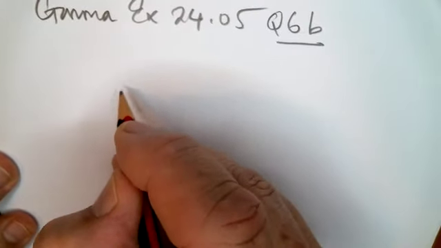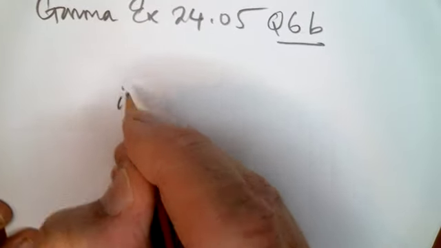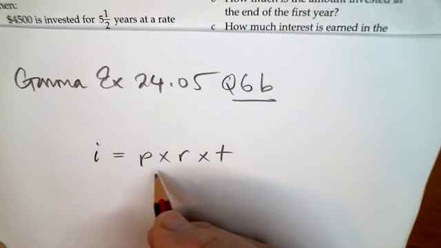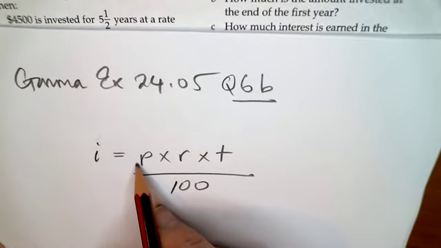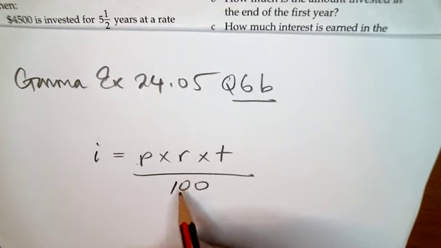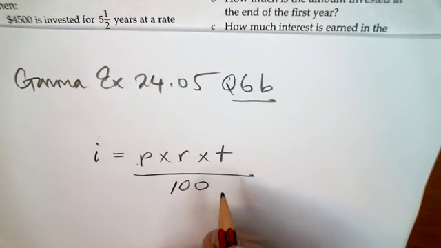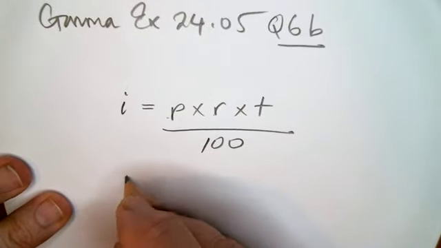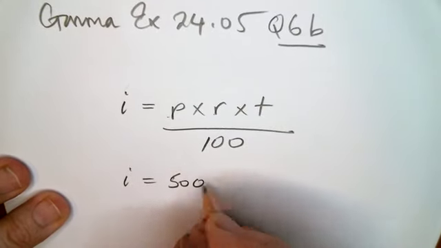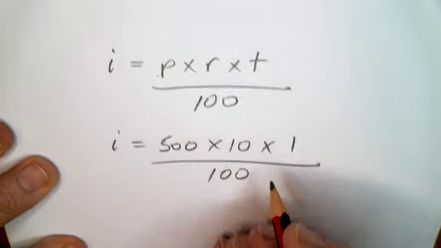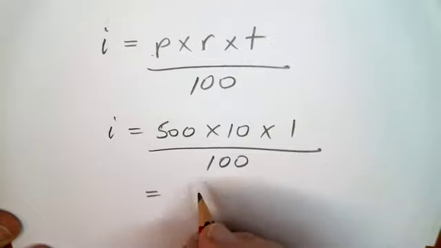We said, well, if we've got 500, we can do it two ways. One is interest is equal to P times R times T, divided by 100, which is principal times the rate, the interest rate, times the time period, all divided by 100. And that converts to percentage. So let's have a look what we've got in terms of finding that interest. So the principal is 500, times the rate, which was 10%, times the time, which is 1 year, divided by 100. And when we multiplied all of that out, we ended up with $50.